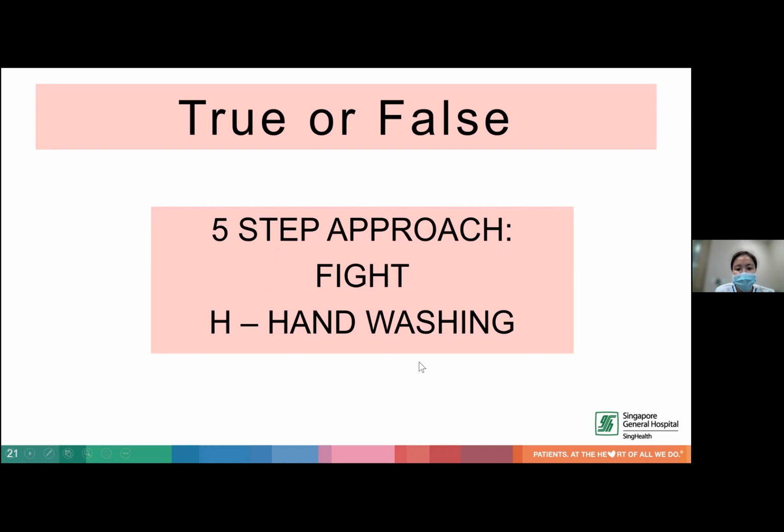Okay, the 5-step approach that I shared earlier, FIGHT: does the letter H represent hand wash? No. False. So what is it? Can you remember? Home. Home rest. Yes, home rest.